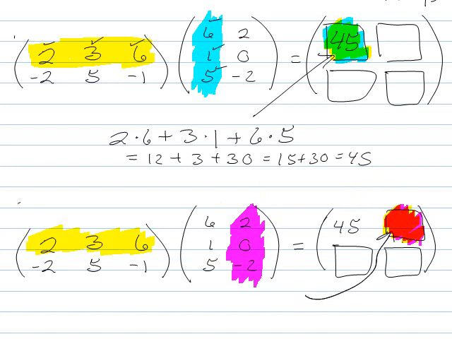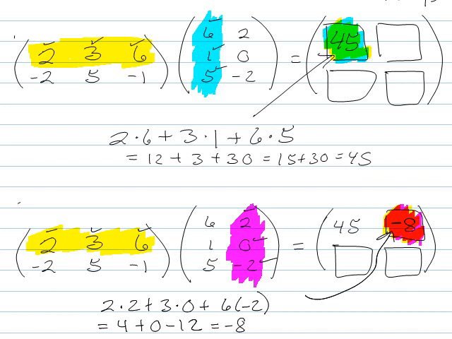This answer comes from multiplying 2 times 2 plus 3 times 0 plus 6 times negative 2. Just like that. So that's 4 plus 0 minus 12, which is negative 8. So that answer in there is negative 8.